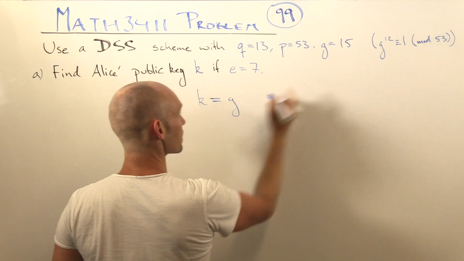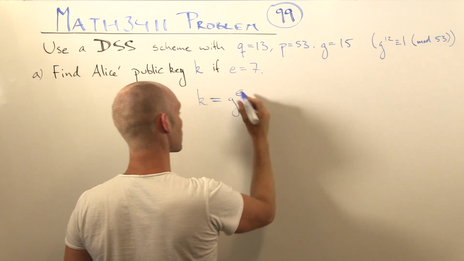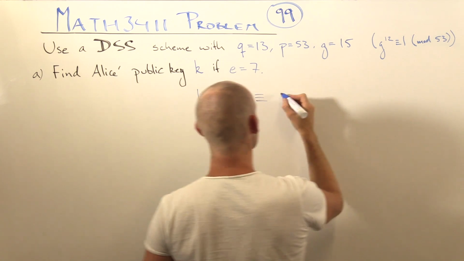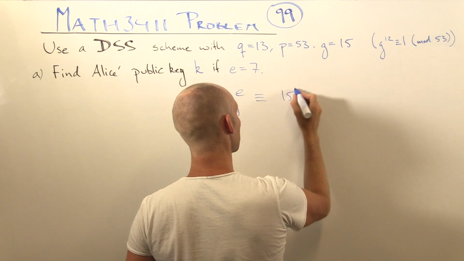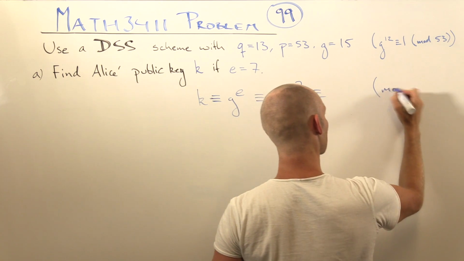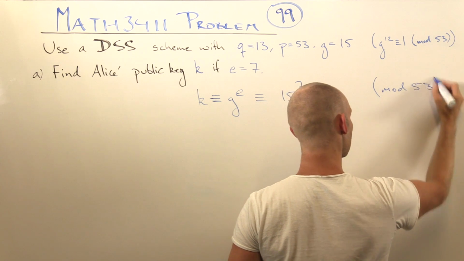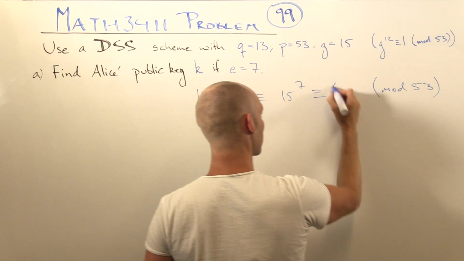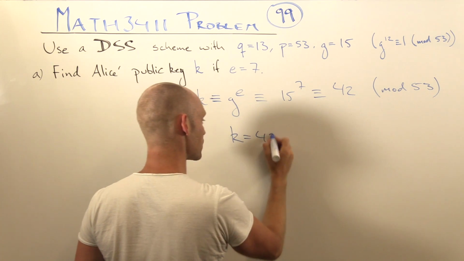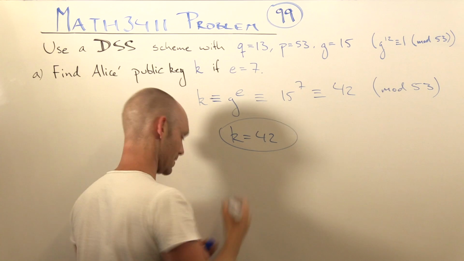So to find the public key, all we have to do is raise G to the power of E and reduce this. So G was 15 and E was 7. And then we have to reduce this mod P, or in other words mod 53. And there you get 42. So the public key is, in this case, 42.